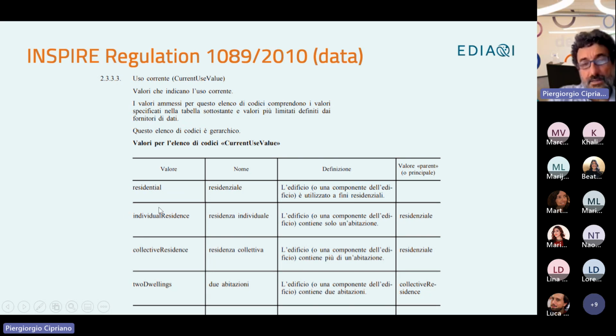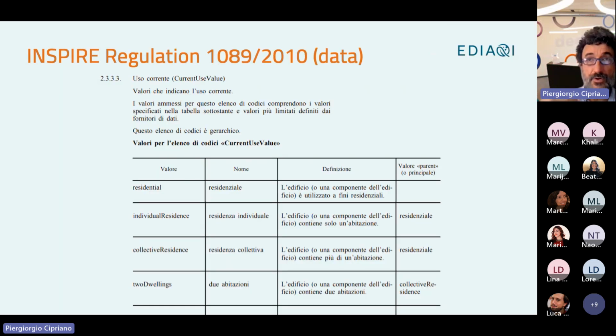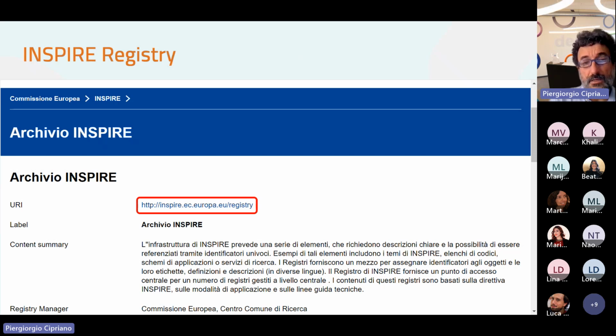So residential, that can then be more detailed in individual residence, collective residence, two dwellings, and so on. And all this information is not only provided within verbose documents that can be accessed and downloaded from the European Union website, but can also be accessed in the web accessible registry made available by the Joint Research Center at inspire.ec.europa.eu.